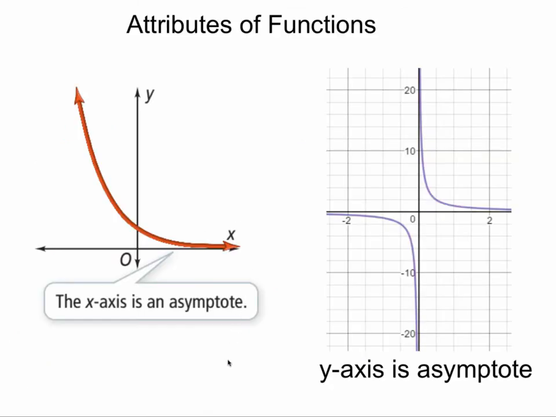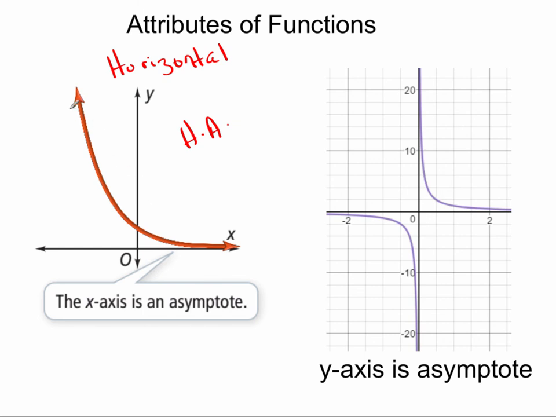Asymptotes are really, really cool. We have two types. We have horizontal asymptotes, and throughout the year, I'm going to call these HAs. They're funny. Haha. Horizontal asymptotes.